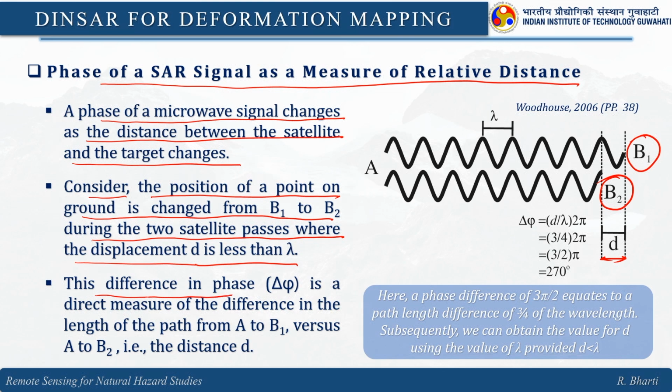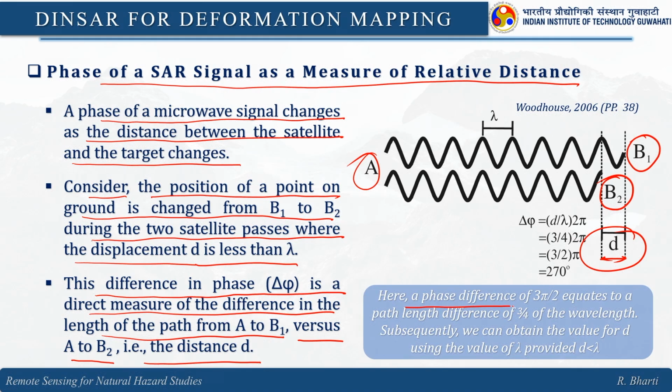This difference in phase is a direct measure of the difference in the length of the path from A to B1, versus A to B2, that is the distance d. So, d can be calculated here. A phase difference of 3 pi by 2 equates to a path length difference of 3/4 of the wavelength. Subsequently, we can obtain the value for d using the value of lambda, provided d is less than lambda.